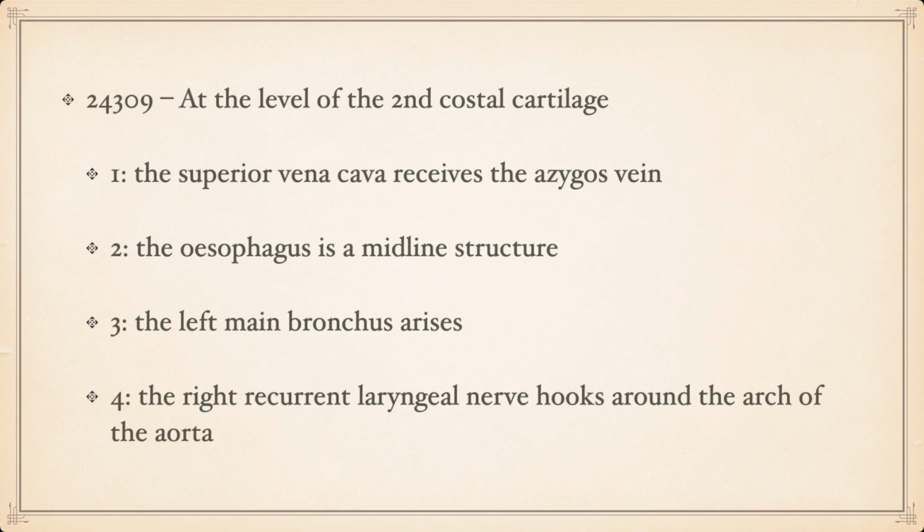Okay, another type X, true false. At the level of the second costal cartilage, which is another way of saying the transthoracic plane: the superior vena cava receives the azygos vein; the esophagus is a midline structure; the left main bronchus arises; and the right recurrent laryngeal nerve hooks around the arch of the aorta. I'll give you a chance to write down your answers.